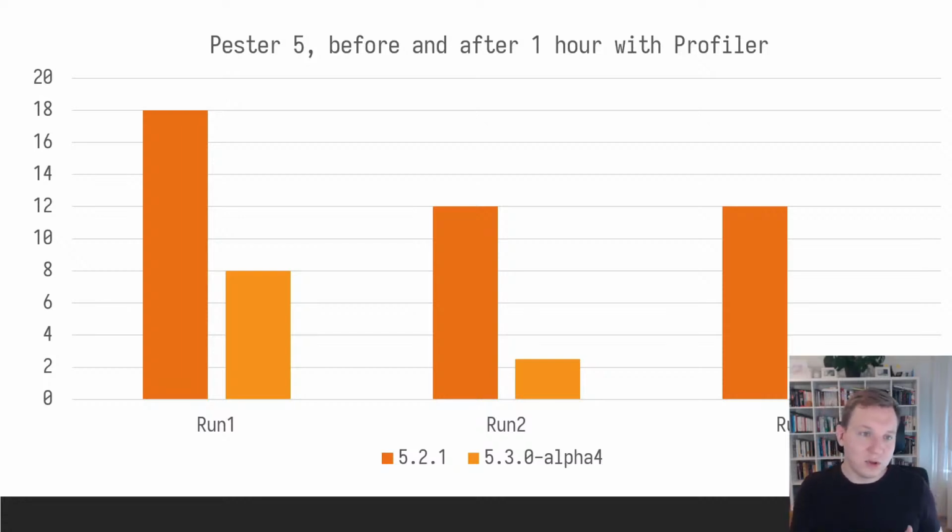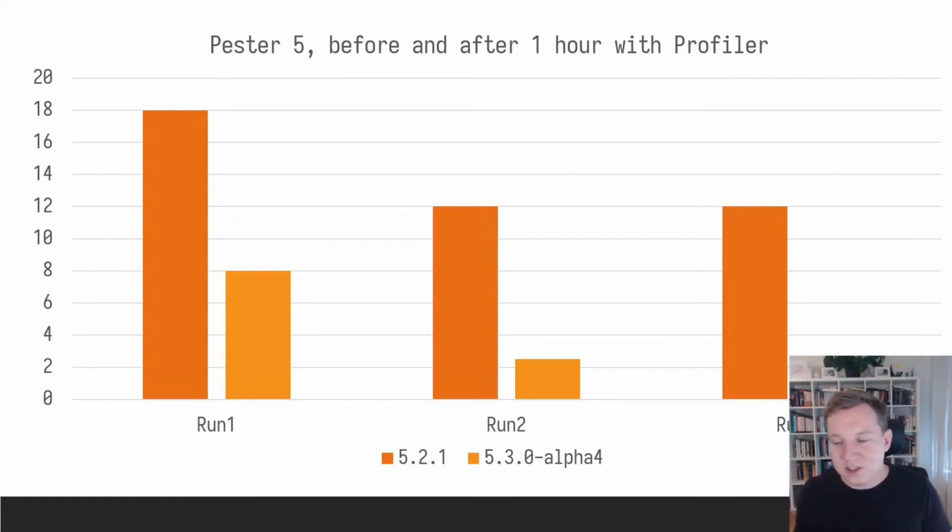So on a smaller test base, I was running 18 seconds in the previous version, and then after spending 1 hour with Profiler trying to improve the performance, it's running in 8 seconds. So that's 10 seconds less, it's 2 times faster.